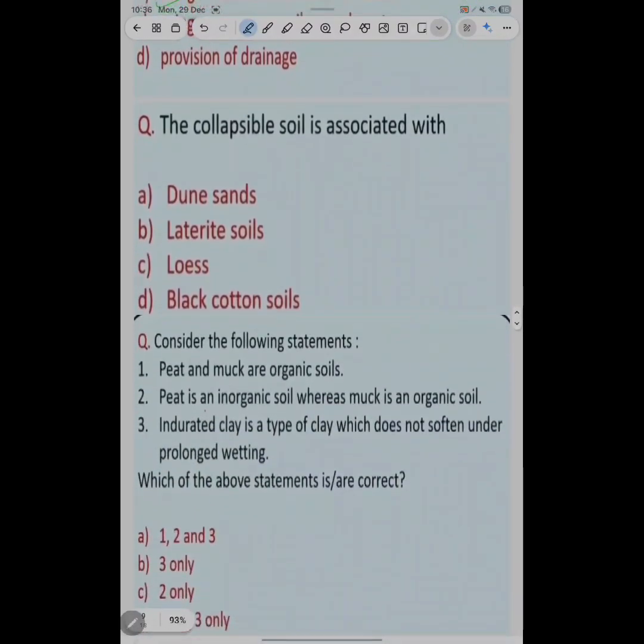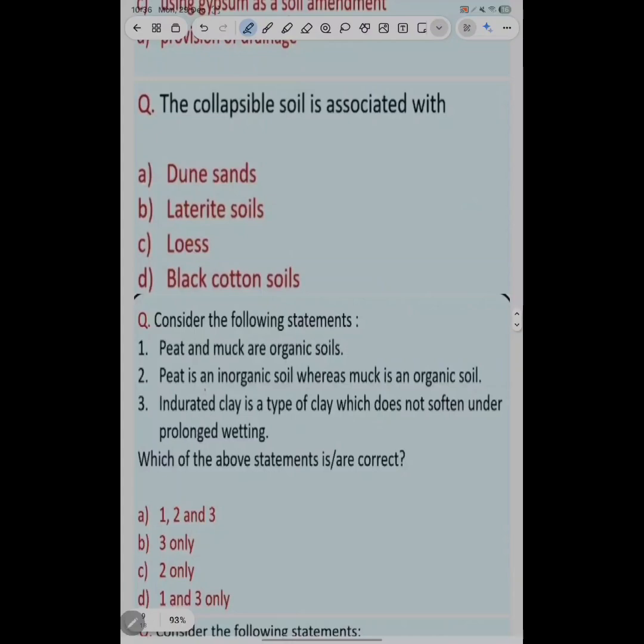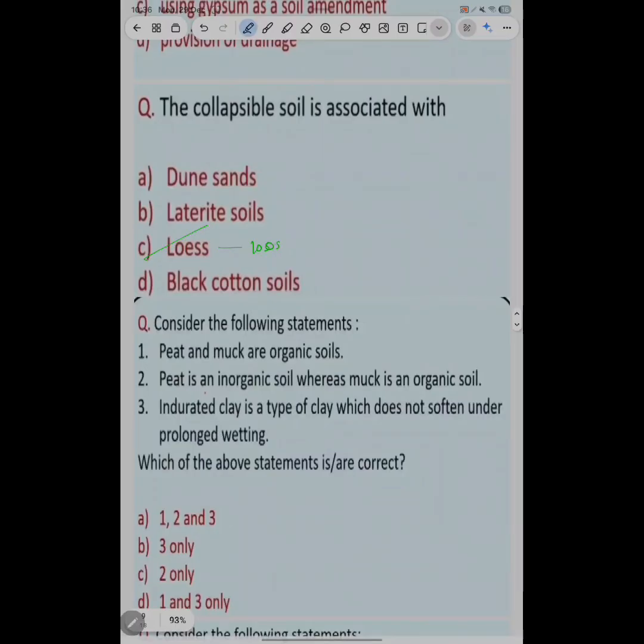Okay. Then next question. The collapsible soil is associated with. So collapsible soil, we can say, is loose structured soil. So loose structured soil comes under aeolian soil.